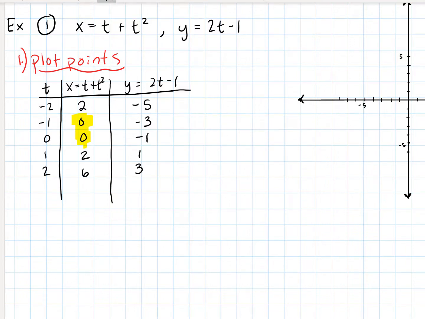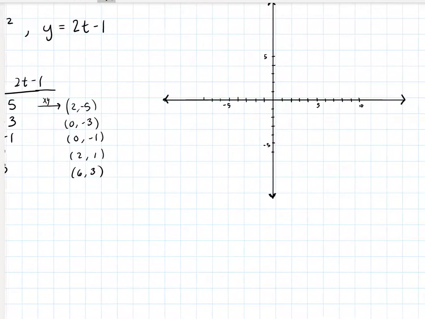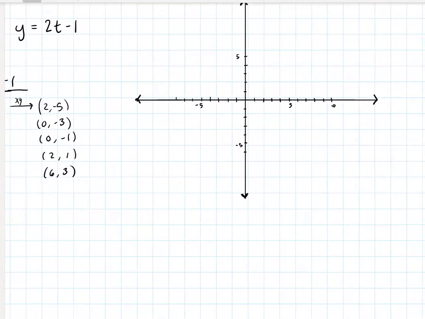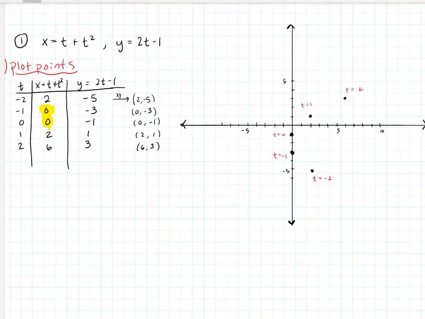So now I can take each of these and plot them into the XY plane. So now we go into the XY plane and we plot these as ordered pairs: 2, -5, 0, -3, 0, -1, 2, 1, and 6, 3. So let's go ahead and get those plotted. I'm going to pause the video and just get all those plotted and come back. Okay, so now that we have all of those plotted, we can talk about what's actually happening here.